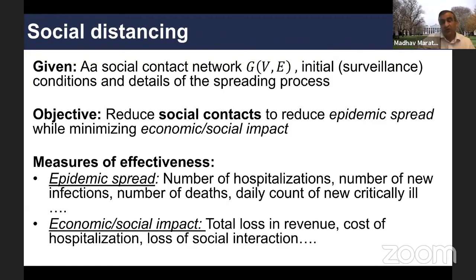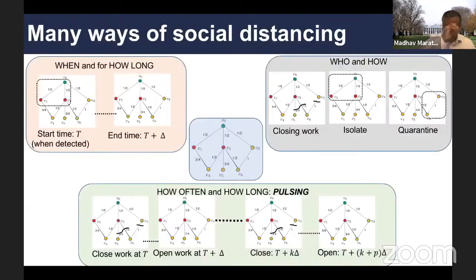And one of the most common interventions that all of you have now read endlessly in newspapers is social distancing. That's the only way you can control COVID-19 right now. The basic idea is you want to reduce social contacts to try and reduce the spread while also minimizing the economic and social impact. So here's an example of what social distancing would mean in our toy example that I showed you before.